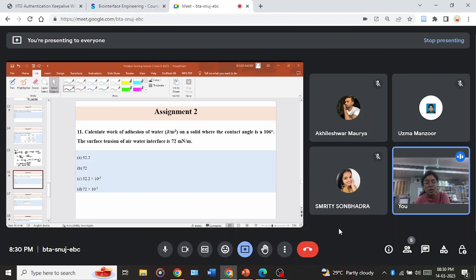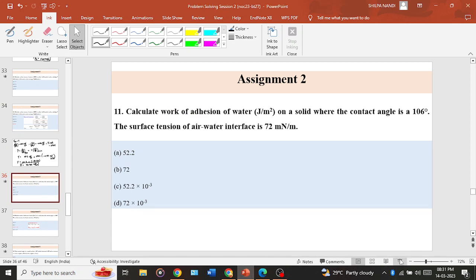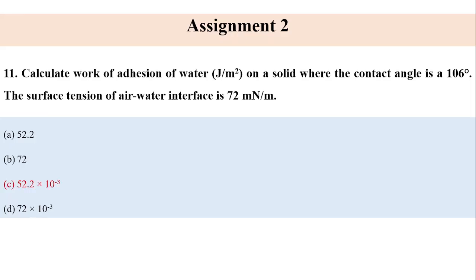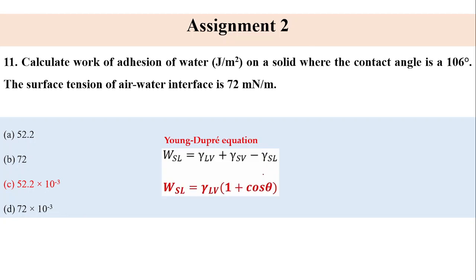If you are trying to solve this question, I would wait because it's also a straightforward question. You just need to put in the values. You have to use a simple equation, which is the Young-Dupré equation, and then you may be able to get the answer. So we'll see what the answer to the question is. It is 52.2 multiplied by 10 power minus 3 joule per meter square.